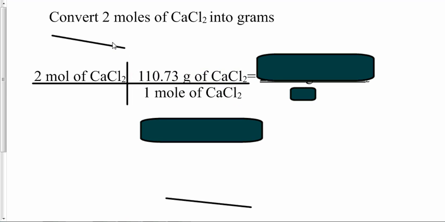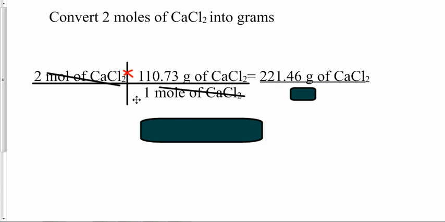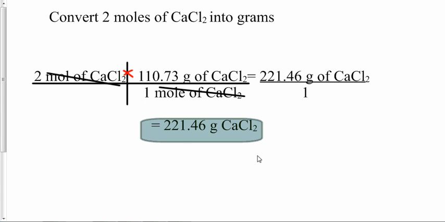All right. And I'm going to cancel units. There's a mole in here and there's a mole here. They're gone. Then I multiply across. So 2 times 110.73 gives me that. 1 carries over to here, and I get 1. And then I get 221.46 grams of calcium chloride divided by 1. So that is equal to that. And that is how you convert from moles to grams and grams to moles.